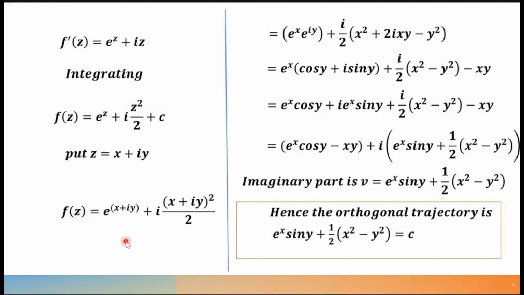So many methods are there, but I have taken only a single method so that there is no confusion in calculating that. Different books have different methods of calculating, but I feel this is the easiest method of finding the analytic function and orthogonal trajectory. Okay, so I'll go to the next.